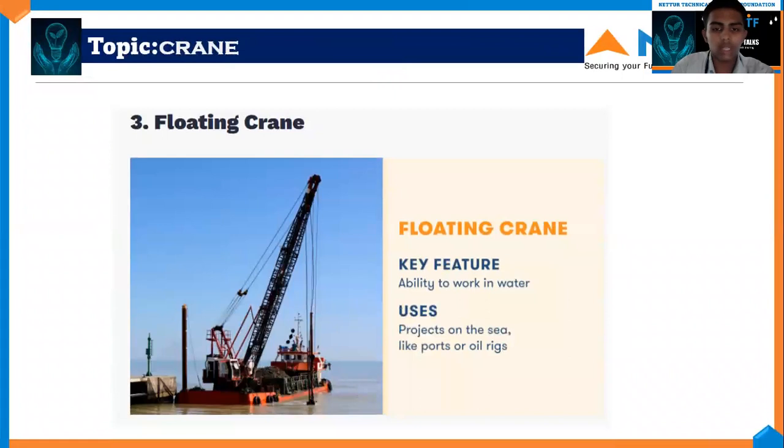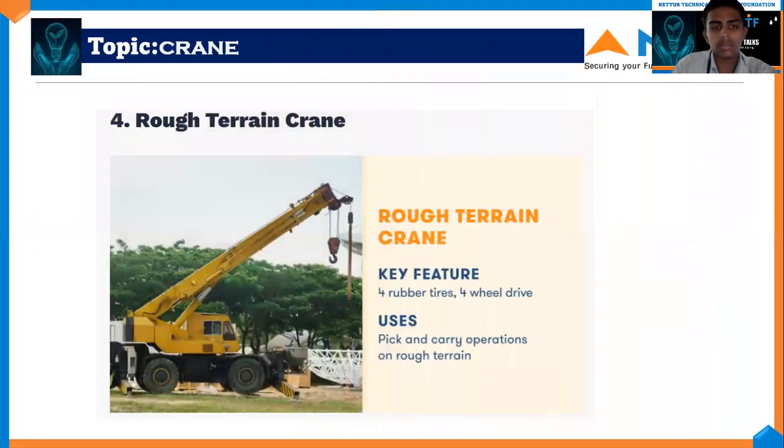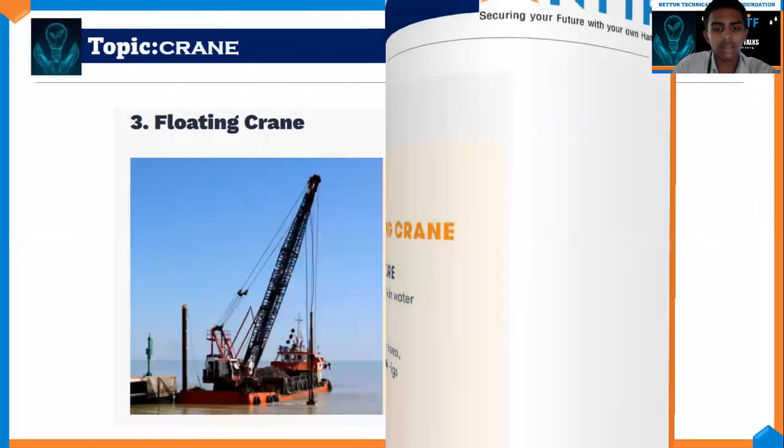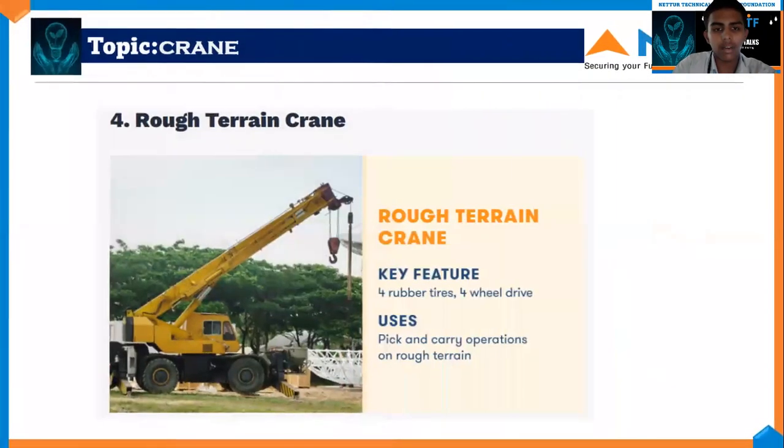Floating crane. Floating crane key feature is ability to work in water. Used for projects at sea like ports or oil rigs. Rough terrain crane. The key feature is four rubber tires, four-wheel drive. It can drive on 4x4. Used for pick and carry operation on rough terrain. The grip is more on this crane.